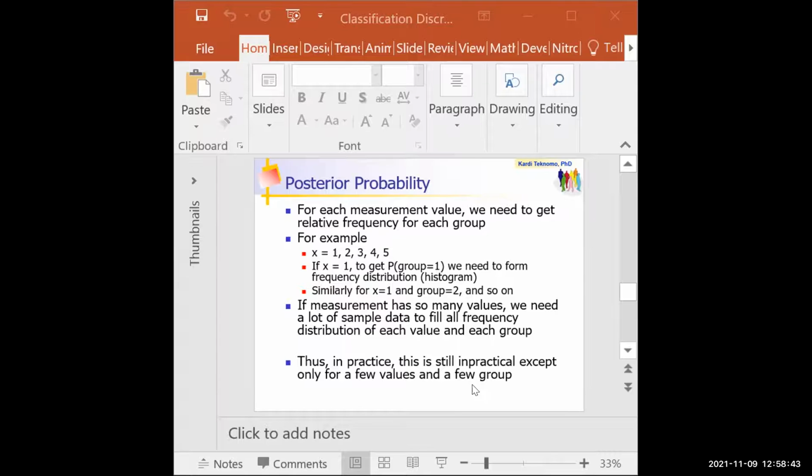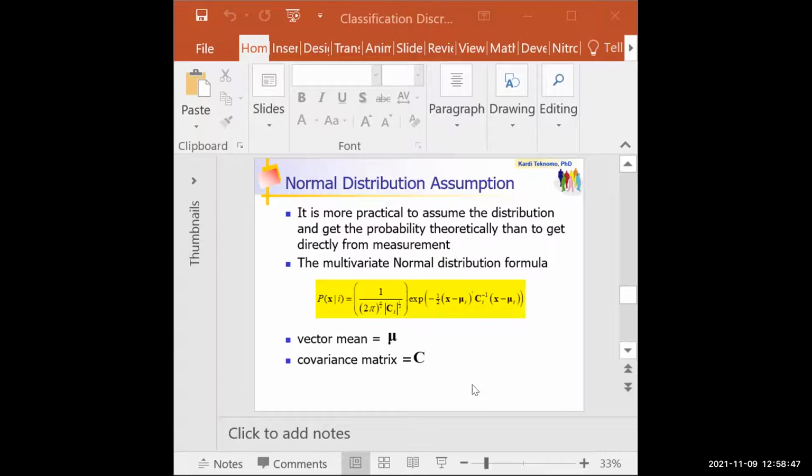Unless your number of values and number of groups is actually small. So how to solve that impractical problem is to assume. The general assumption is to use something that is normally used. What? Normal distribution.